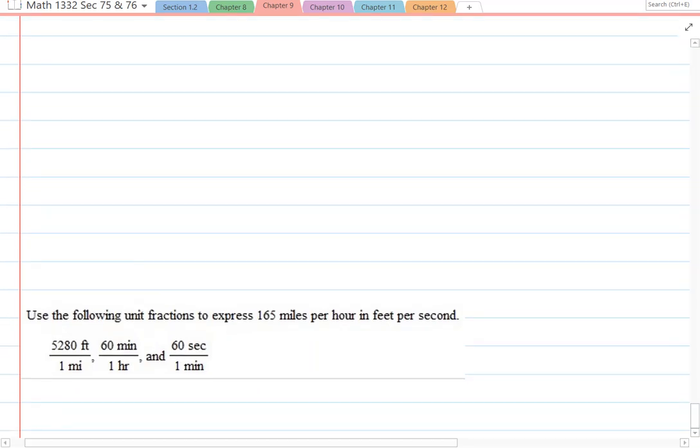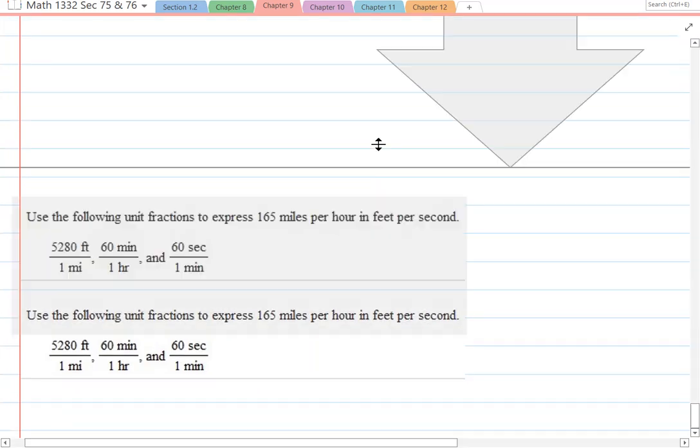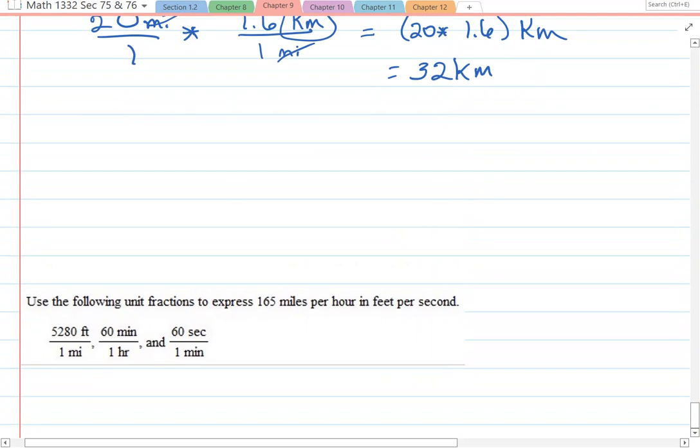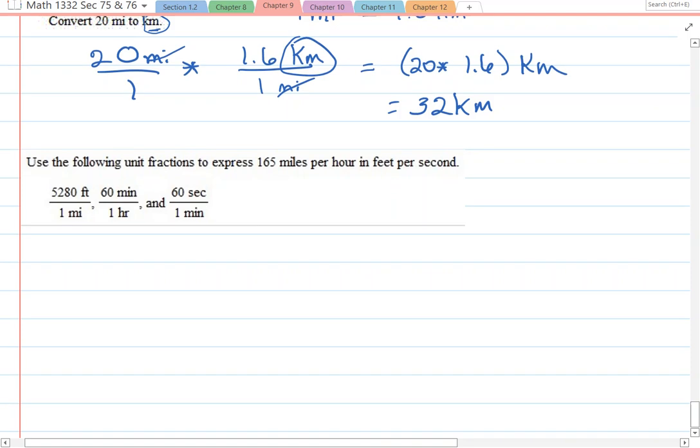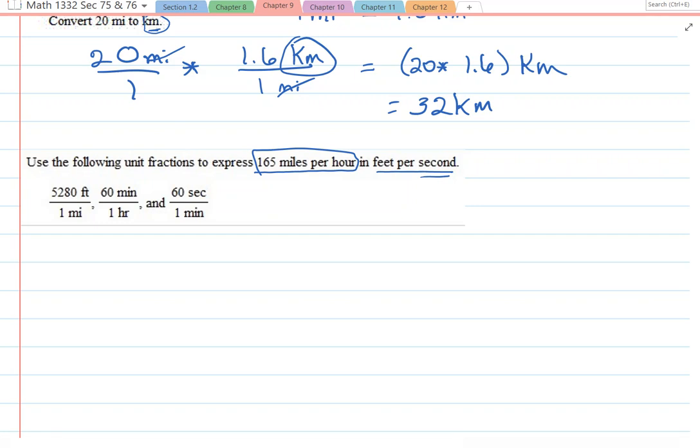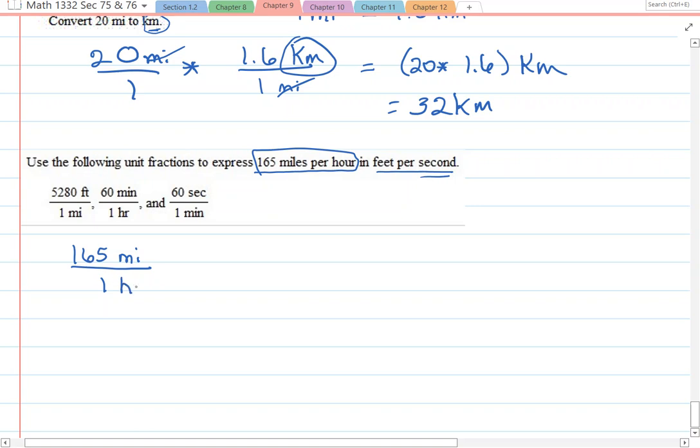So I have one more. Oh, somehow that one got too far back. Let me push it up a little bit. There we go. So on this one, we have 165 miles per hour, and we want feet per second. So we're doing a variety of changes here, and we can do it all at one point. So it says I have 165 miles per 1 hour.